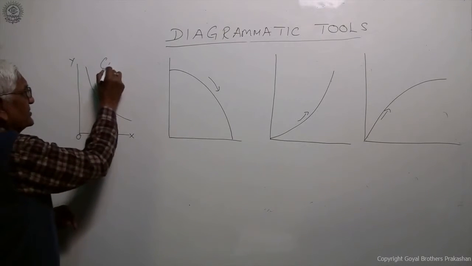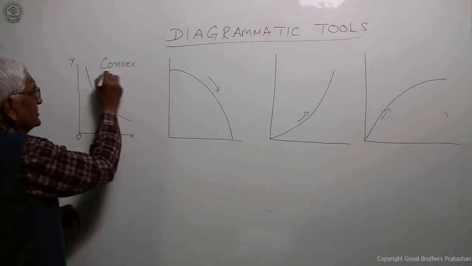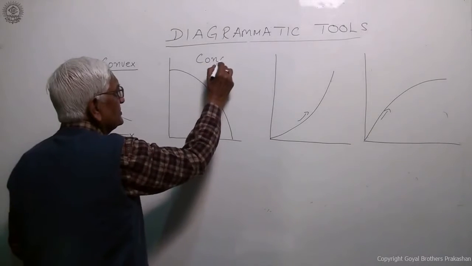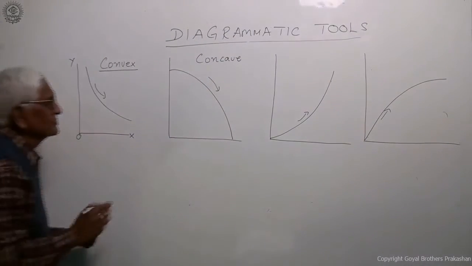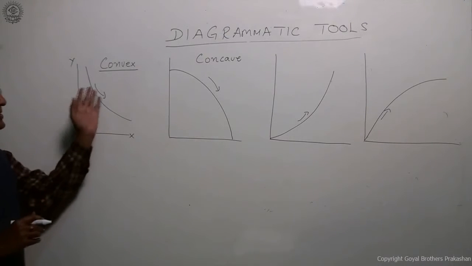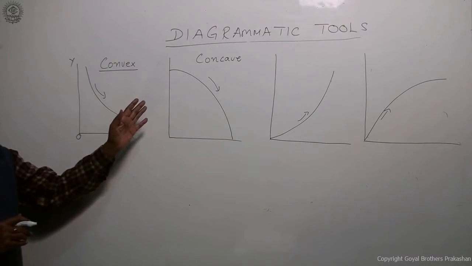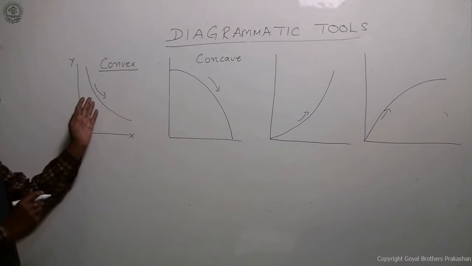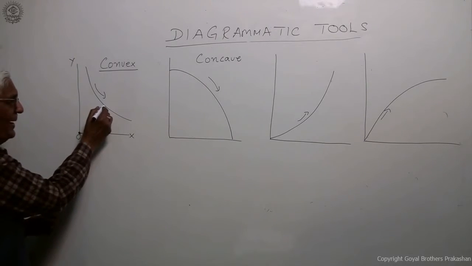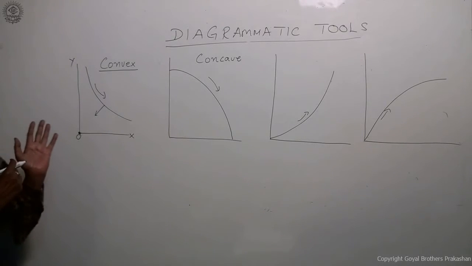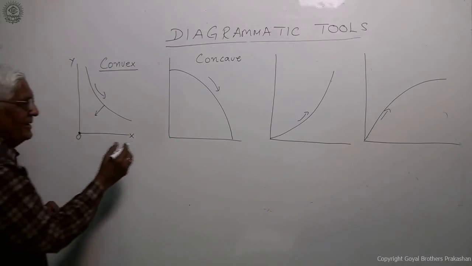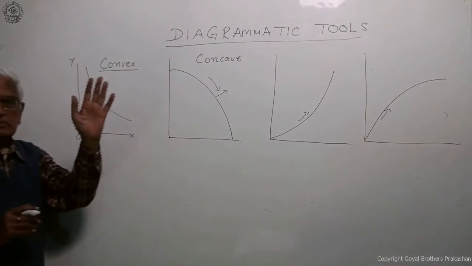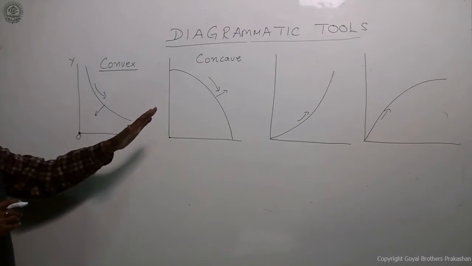We call such figure as convex. And we call such figure as concave. Now, what difference do you find between convex and concave? Suppose you are standing here and watching this figure. Then this figure is bent towards you. You are standing here and watching this figure. This figure is bending away. It's going further away from you.